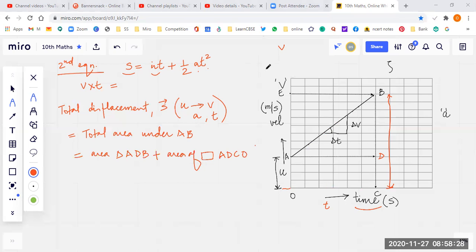All right. So what is the area of triangle ADB? Area of triangle is always half into base into height, and area of rectangle is always length into breadth. Now students, this is half into base. What is the base of this triangle ABD? What is the base AD of the triangle ABD?